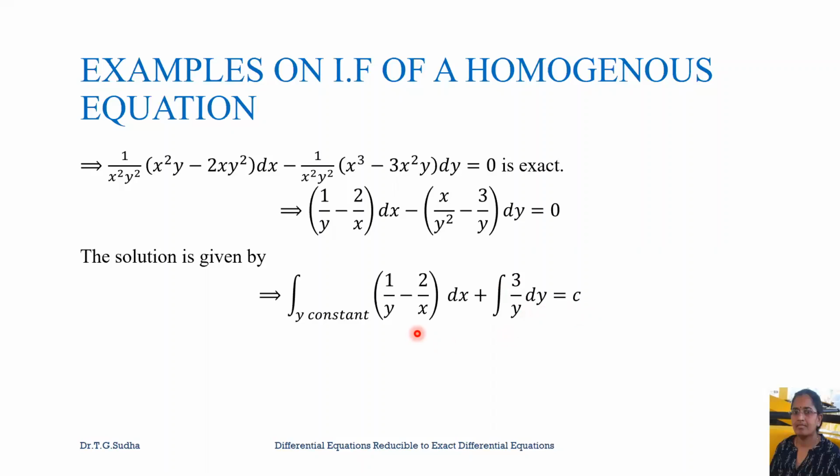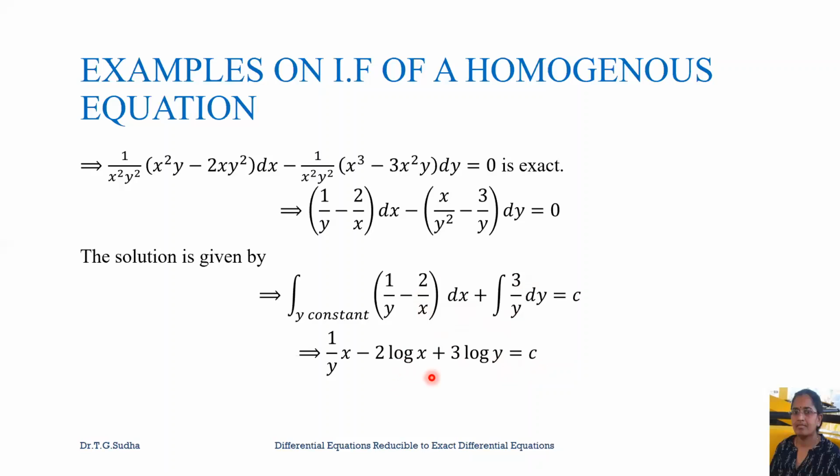Now we need to integrate this and obtain the solution. Here y is constant, therefore 1/y is kept constant, and we have 1 into dx, which gives us x. So (1/y) into x. Here minus 2 you retain as it is; 1/x dx gives us log x. Plus, here 3 is a constant, retain that as it is; 1/y dy gives us log y, and that is equal to c, the constant of integration.